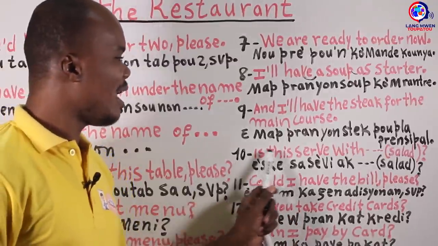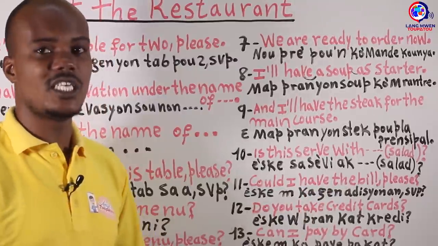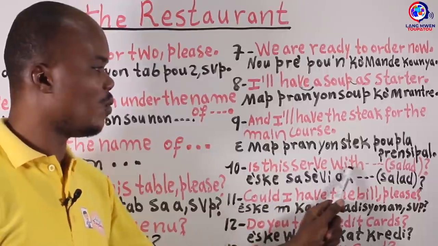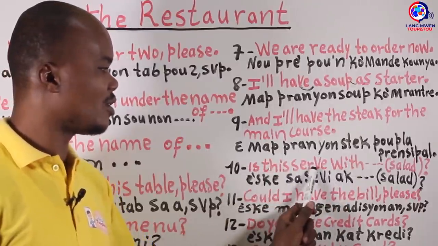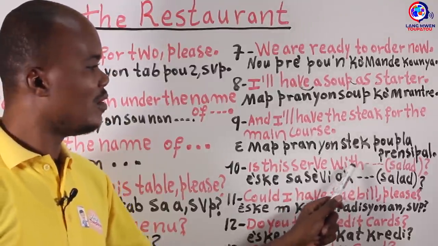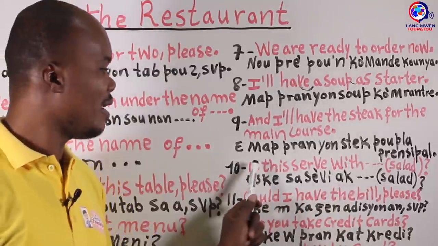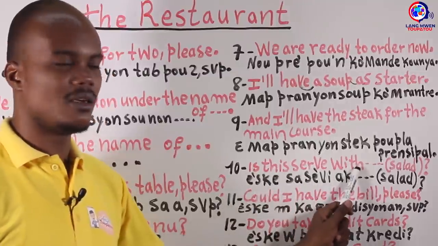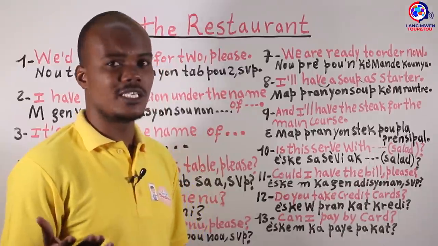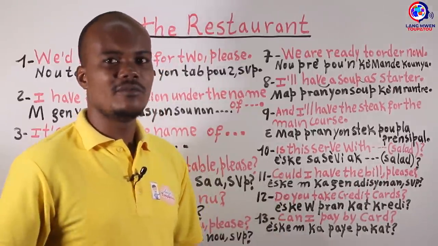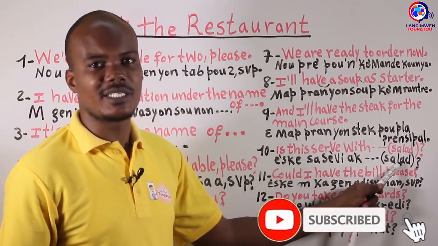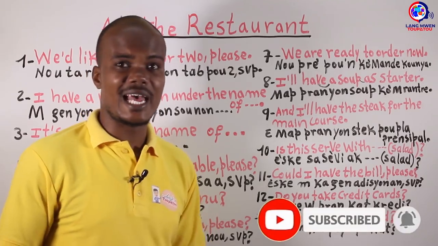Vous dites ça en anglais, is this served with? Serve signifie servir. Serve, with, avec. Is this served with pepper? Okay, potato. Is this served with, for example, salad? Is this served with salad? Okay, this is a question. Is this served with salad?